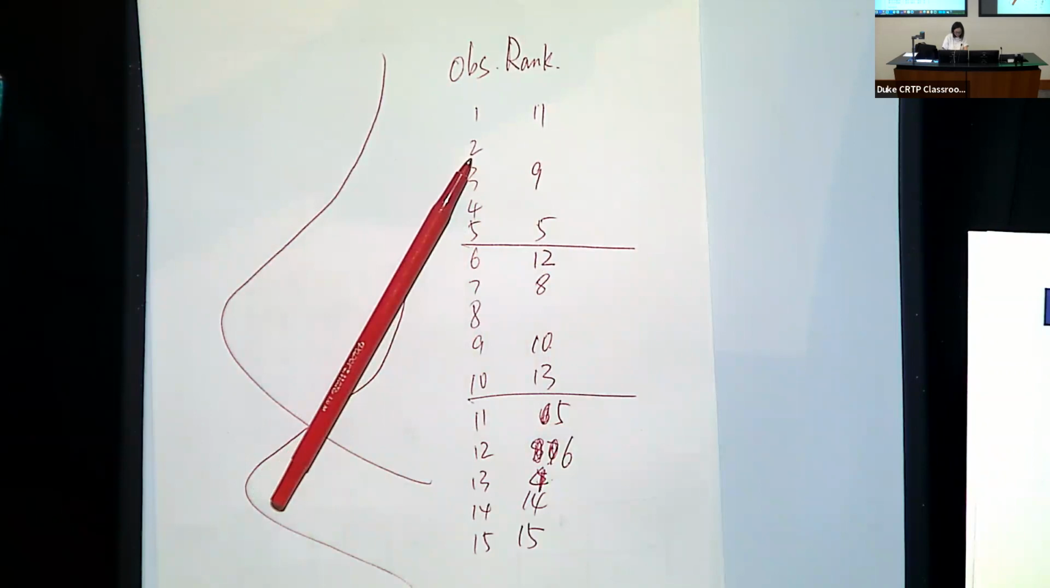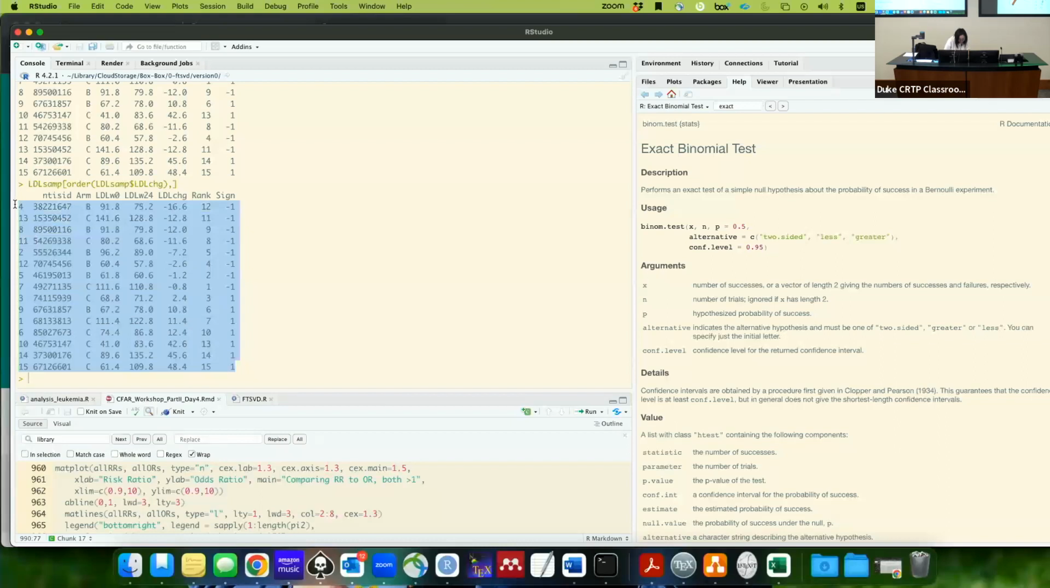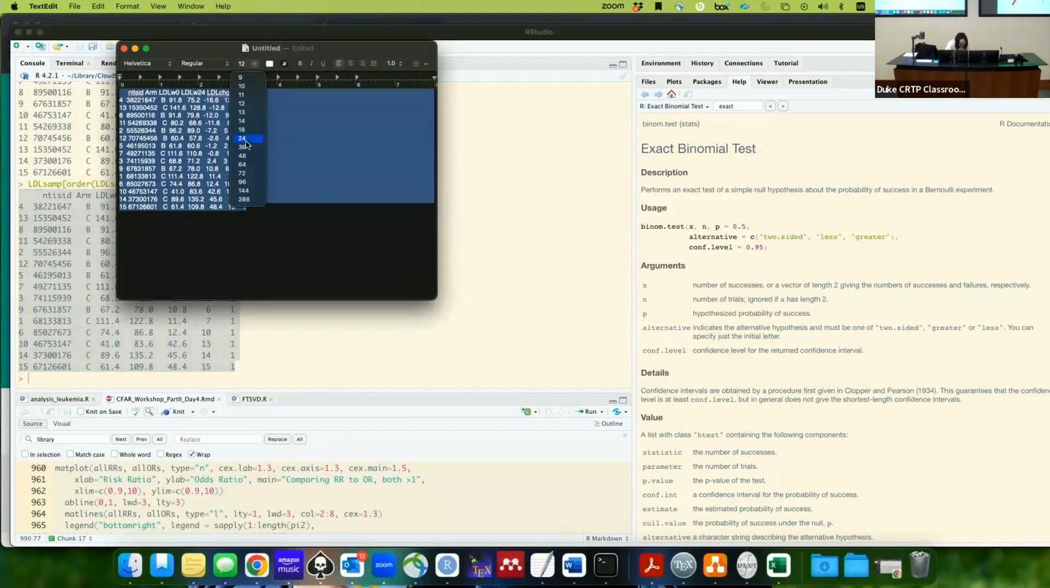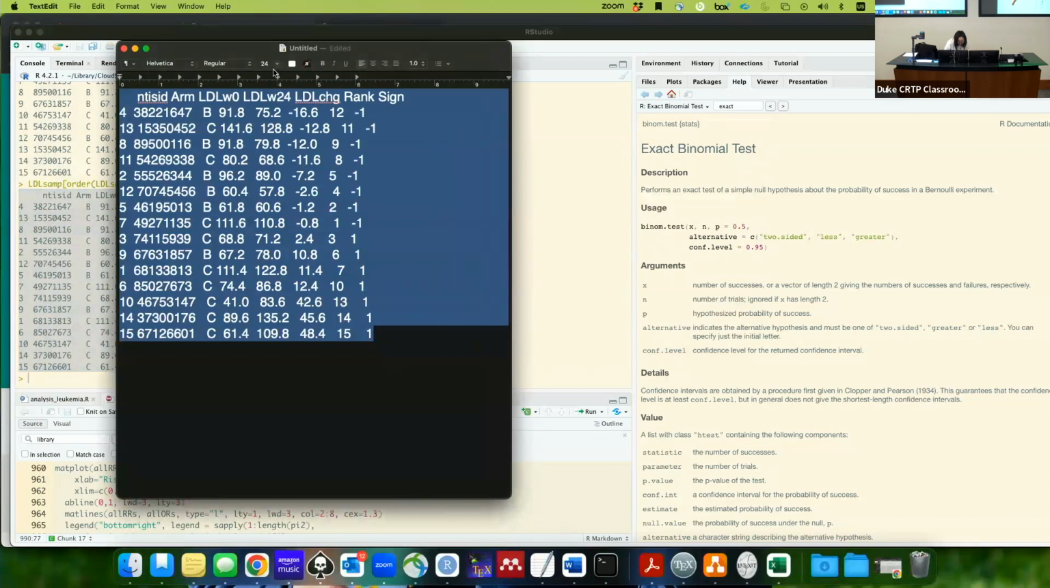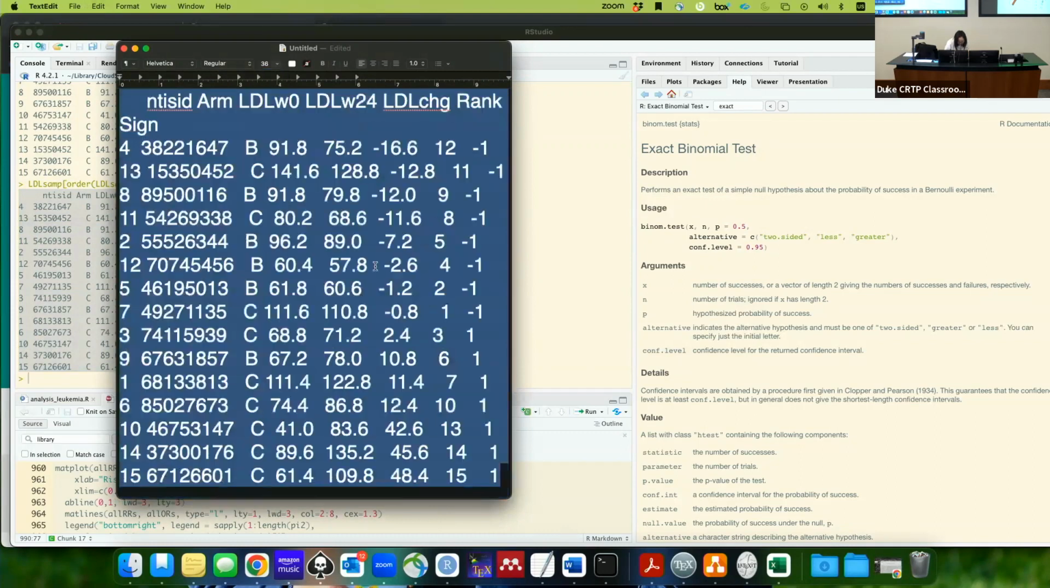It's just hard to copy the data here. Let me see if I have the data in R. Okay, it's here. So it saved us all the effort. So now I'm going to rank this data frame by the order of the change. So this is after the ranking.